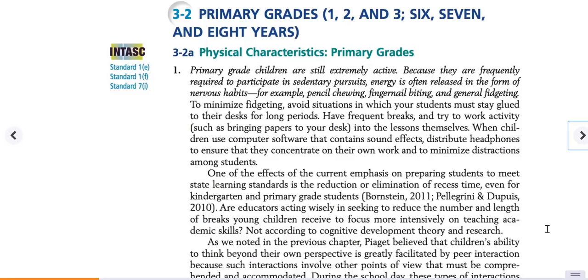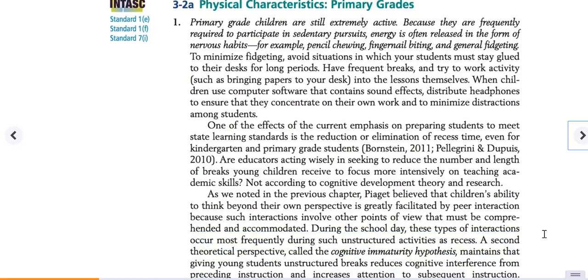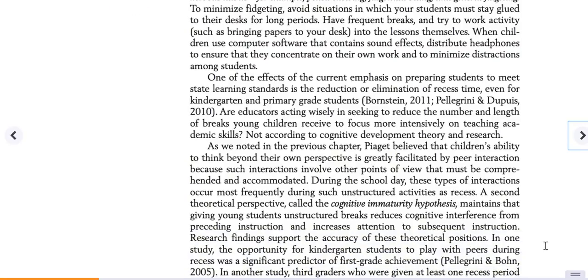As we noted in the previous chapter, Piaget believed that children's abilities to think beyond their own perspective is greatly facilitated by peer interaction, because such interactions involve other points of view that must be comprehended and accommodated. During the school day, these types of interactions occur most frequently during such unstructured activities as recess. A second theoretical perspective, called the cognitive immaturity hypothesis, maintains that giving young students unstructured breaks reduces cognitive interference from preceding instruction and increases attention to subsequent instruction.